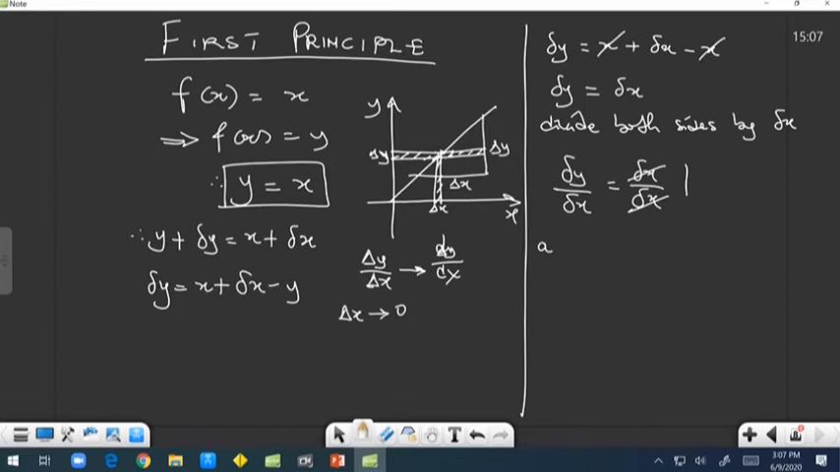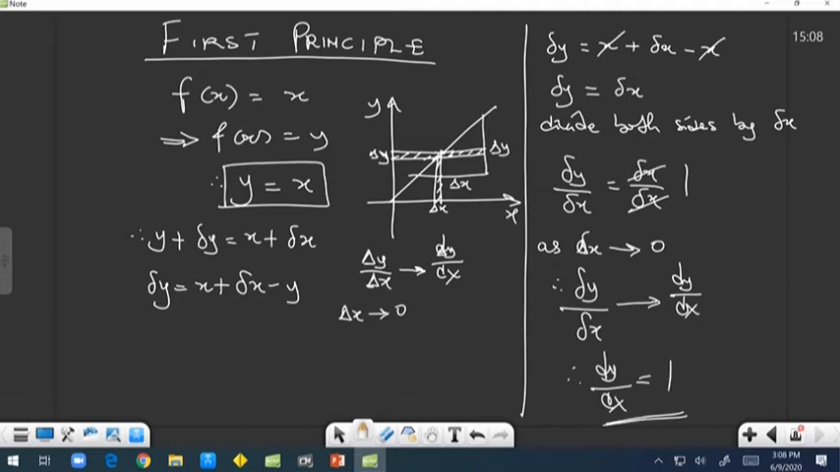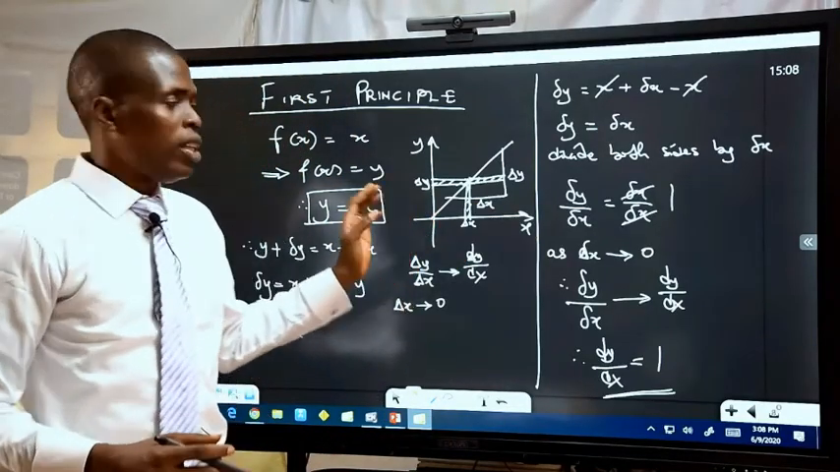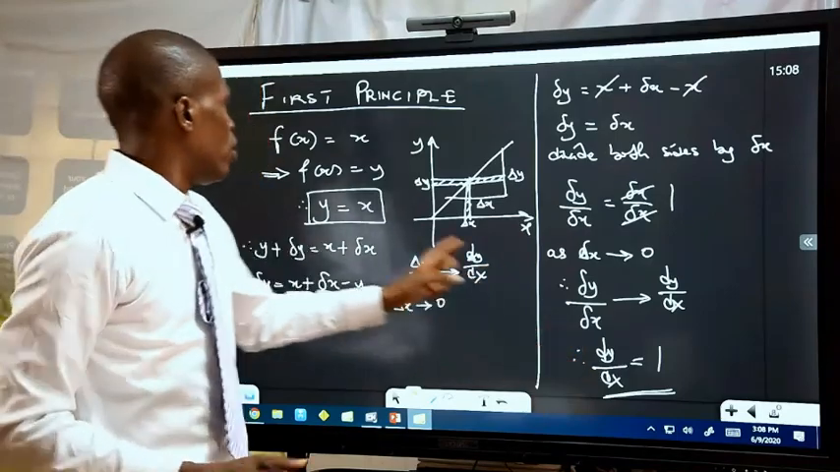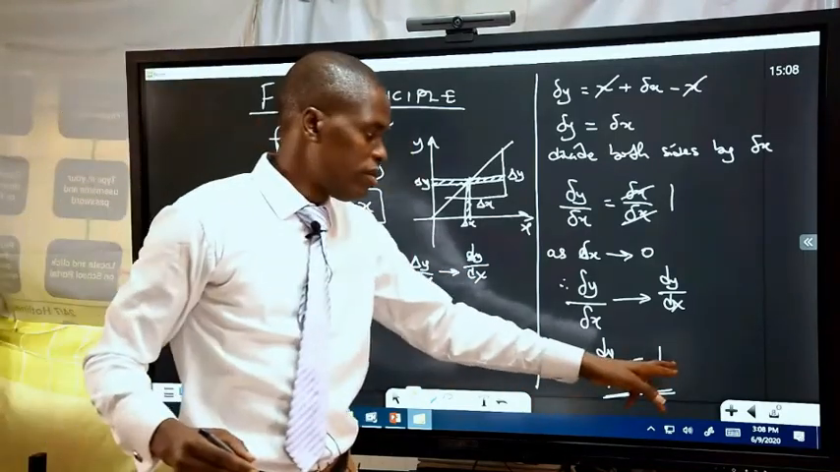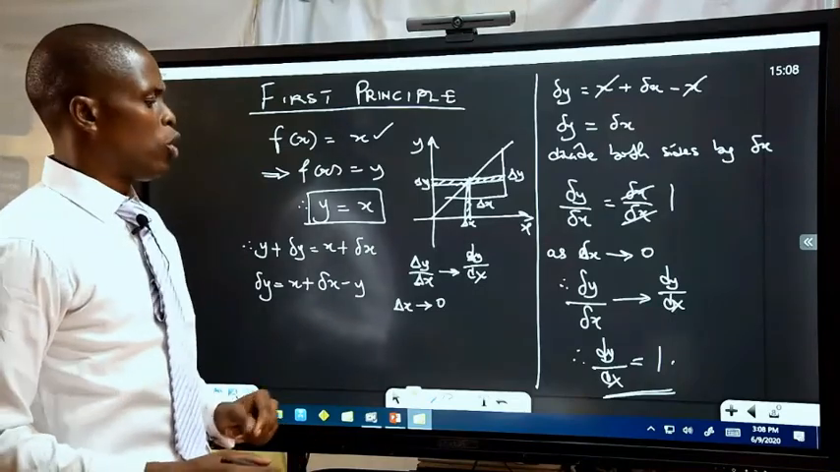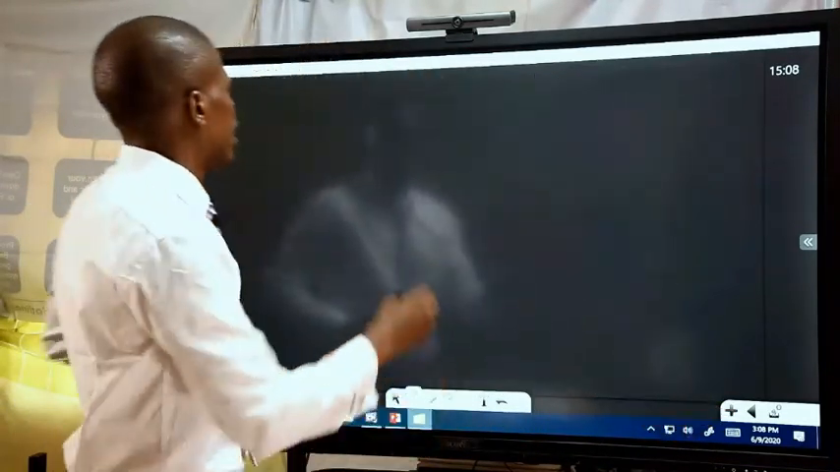That means as delta x, that is small change in x, approaches 0, small change in y divided by small change in x approaches dy dx. Okay? And that means dy dx based on the first principle here is equal to 1. So using the first principle, we have found that dy dx of this function is equal to 1. So we can look at other examples. Let's look at another example.